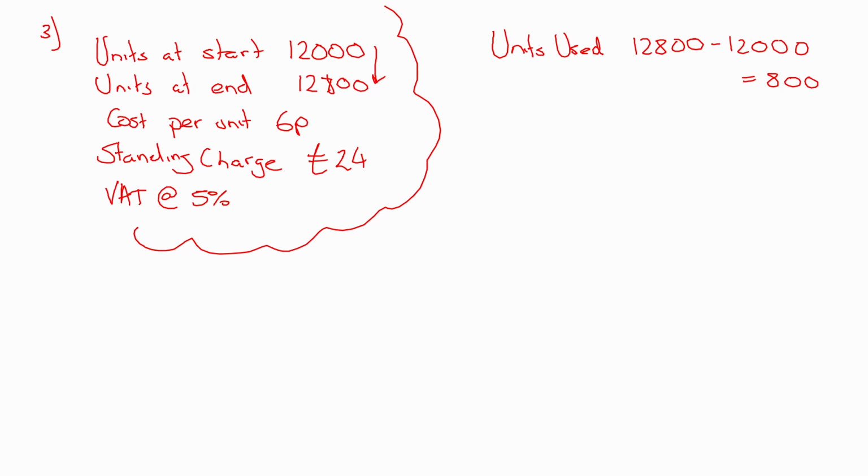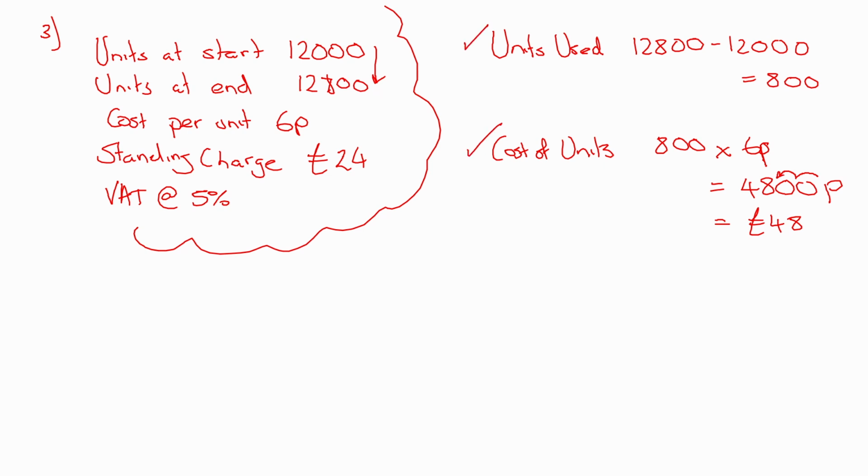Each unit costs 6p, so we're now going for the cost of the units. 800 units costing 6 pence each. That's 4,800, 6 8s are 48, plus my 2 zeros, that's pence. But that's pence. In pounds, that's £48. Divide by 100 to get it into pounds. So units used, and how much do they cost?